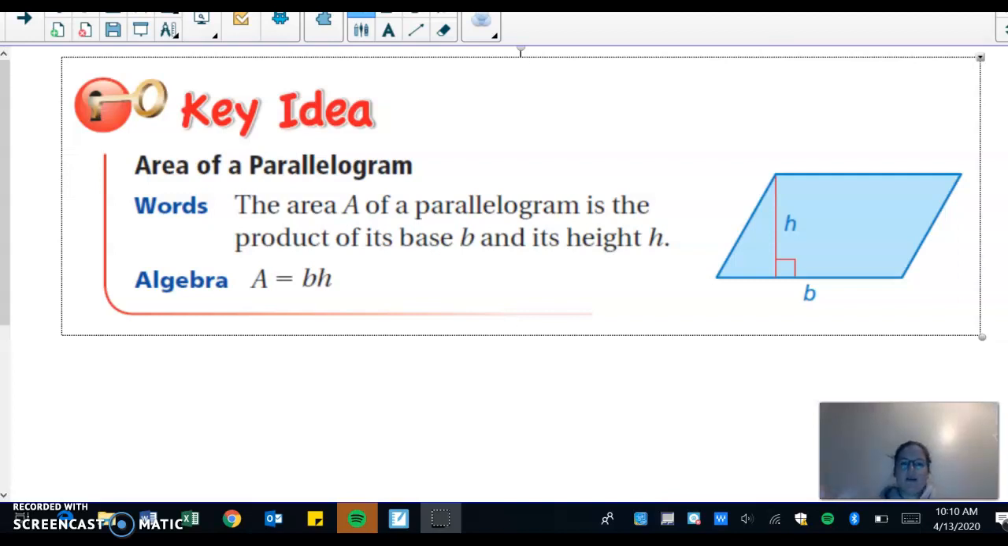Alright, today you're going to learn about three different concepts. Area of a parallelogram is the first one. So what we have here is area of a parallelogram. The area A of a parallelogram is the product of its base B times the height H.